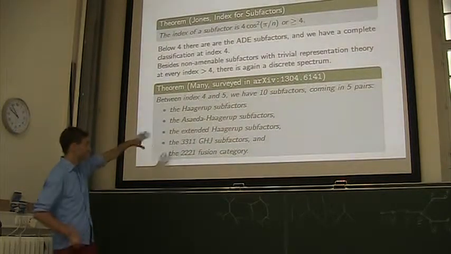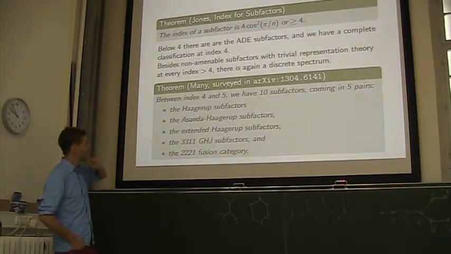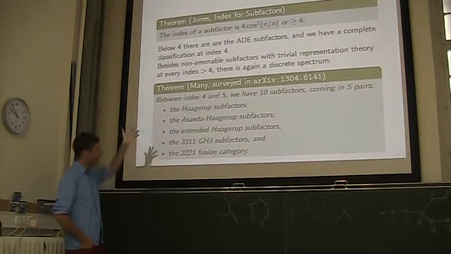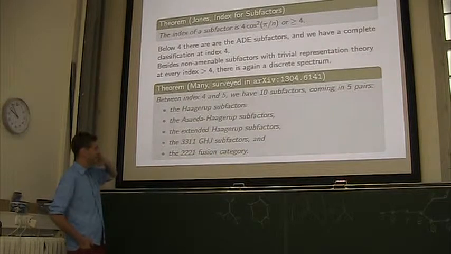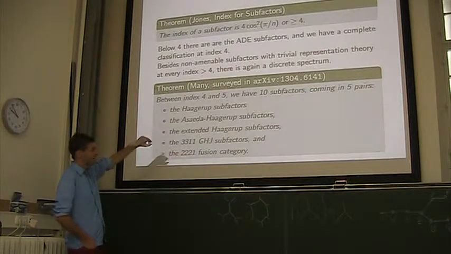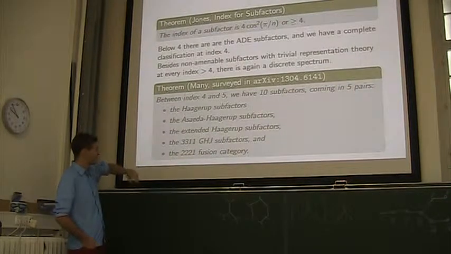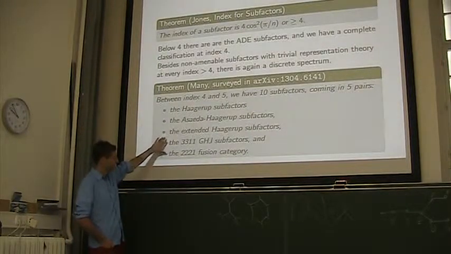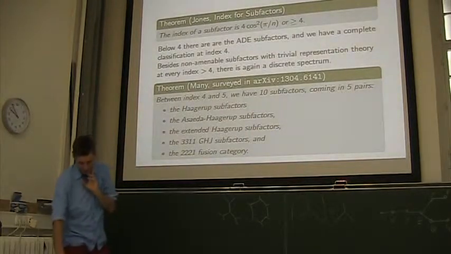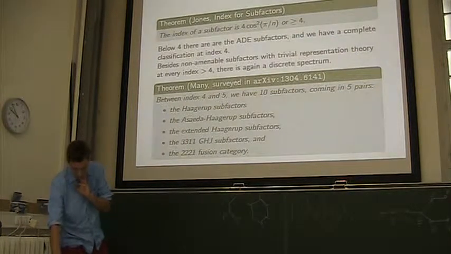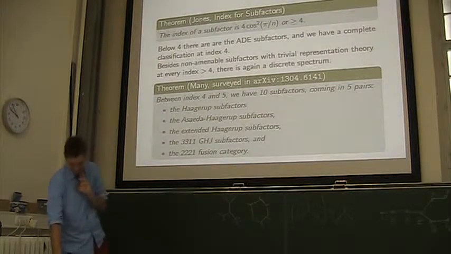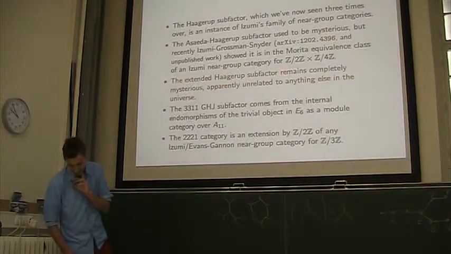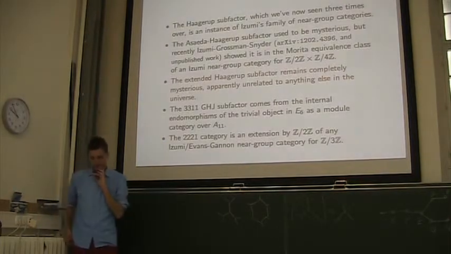And so, sort of, a whole lot of papers put together give you this classification of subfactors with index between 4 and 5. There are just 10 of them, coming in 5 closely related pairs. There's the 3 that I talked about earlier, Haagerup, Asaeda-Haagerup, extended Haagerup, and then these other 2, 3311 and 2221, which are just named after what their principal graphs look like. And let me say something quickly about each of those.